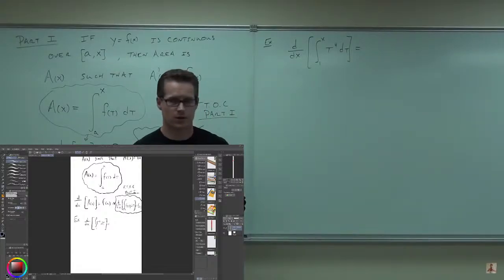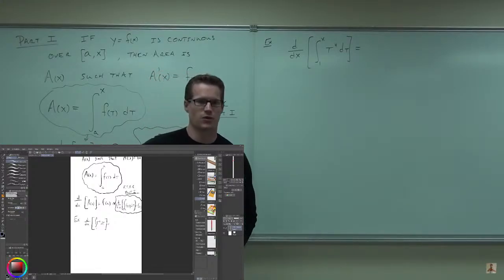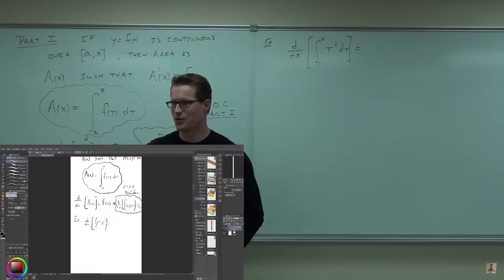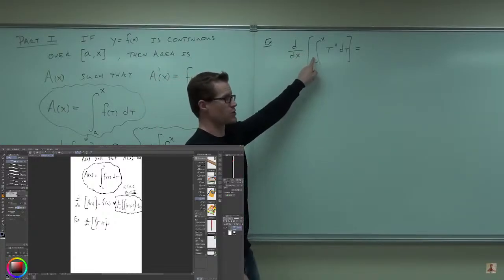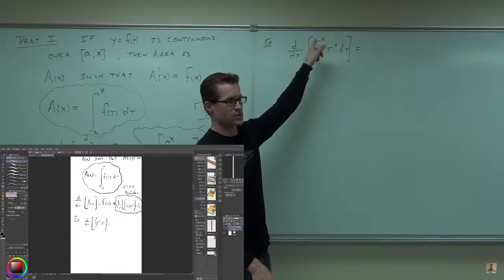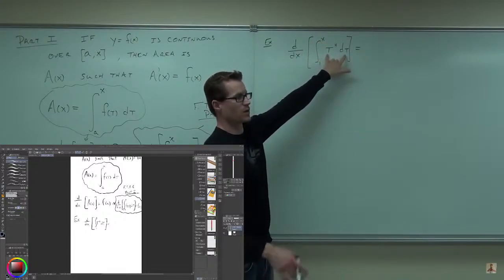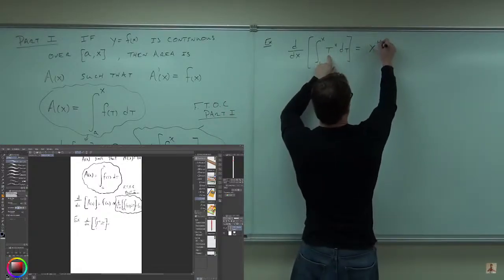Without doing any work, you can tell me what this is, actually. Say what? T to the fourth. Not t to the fourth, x to the fourth. Very close. X to the fourth, without doing any work. Why? Well, because you have a derivative of an integral. The integral starts, I don't care where, but it ends at x. That means this is going to be whatever our dummy variable is, but with an x instead. So this becomes x to the fourth.